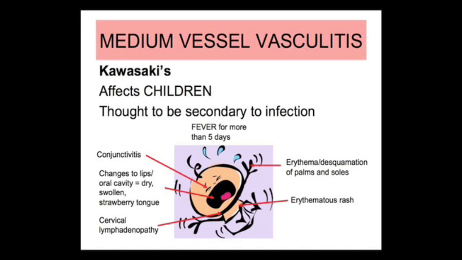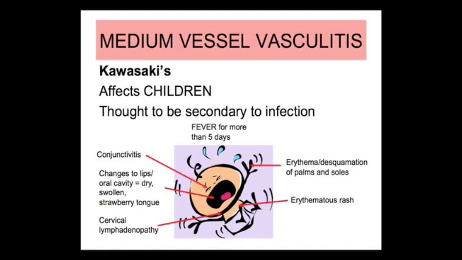So the first one is conjunctivitis. Second is to have changes to the patient's lips or oral cavities, so the mouth and the lips can become dry or cracked. The lips can become swollen, or the tongue can become strawberry-coloured in appearance. The third characteristic is cervical lymphadenopathy.